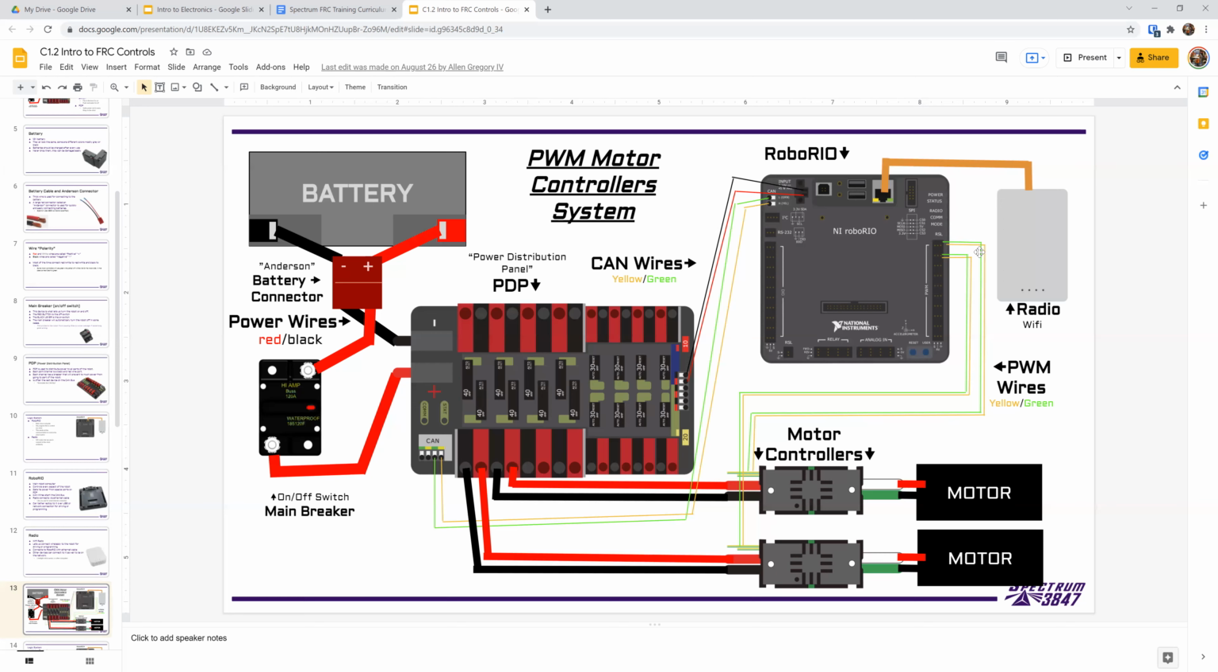And then using these yellow and green wires, we could via PWM connect those up to motor controllers to control a motor. And you can see that the individual ports from the PDP go to motor controllers. So in this case, there's a 40 amp breaker on this port that goes to a motor controller to a motor, and then a 40 amp breaker on this one that goes to a motor controller and motor. And you can see that there's a separate PWM cable for each of them.